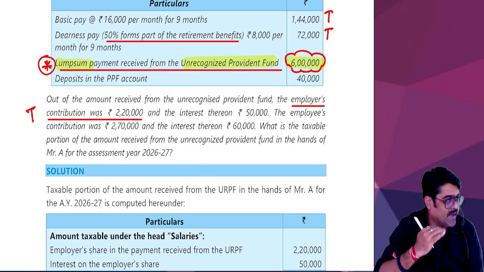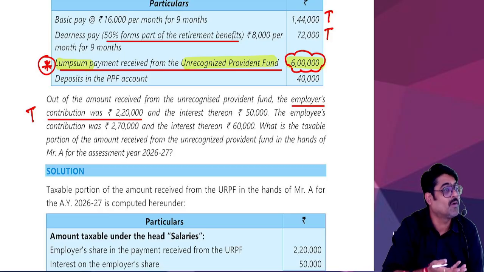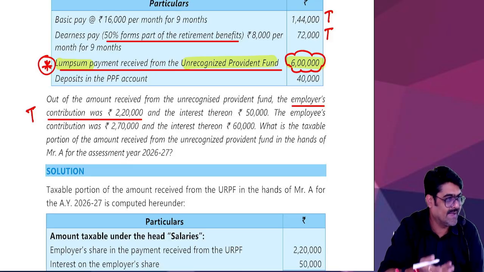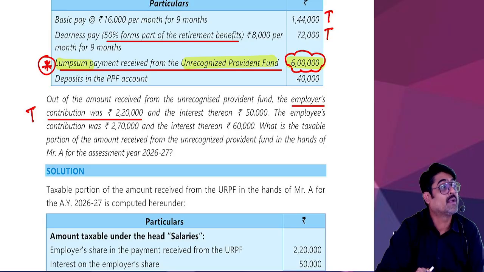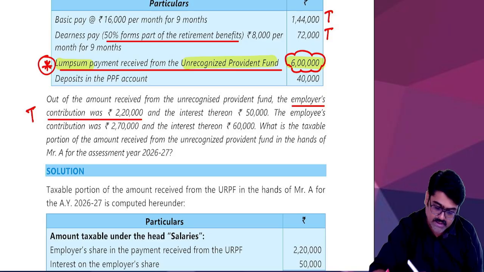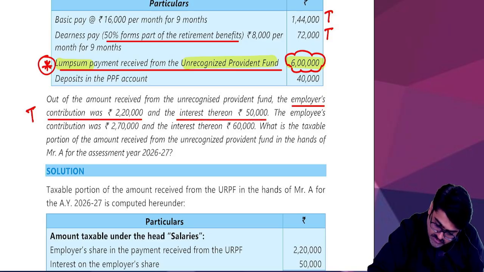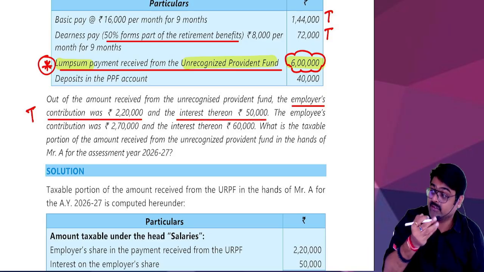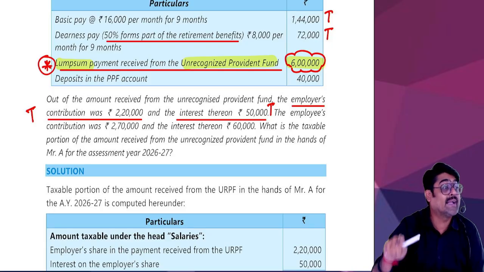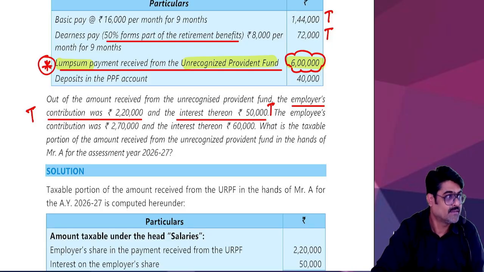I said speak with me, say yes or no, but don't speak like that. Listen to me and then only speak, no? This employer's contribution will be taxable as profit in lieu of salary under the head salary. Then interest thereon, this interest is interest on employer's contribution. Don't you think that this will also be taxable? Under the head salary.